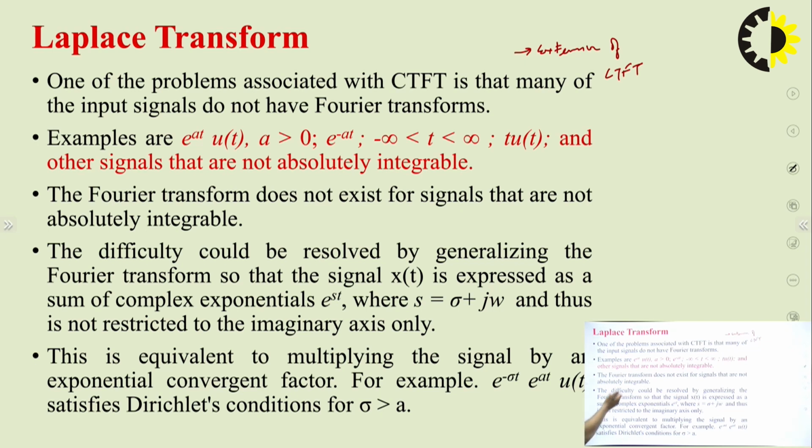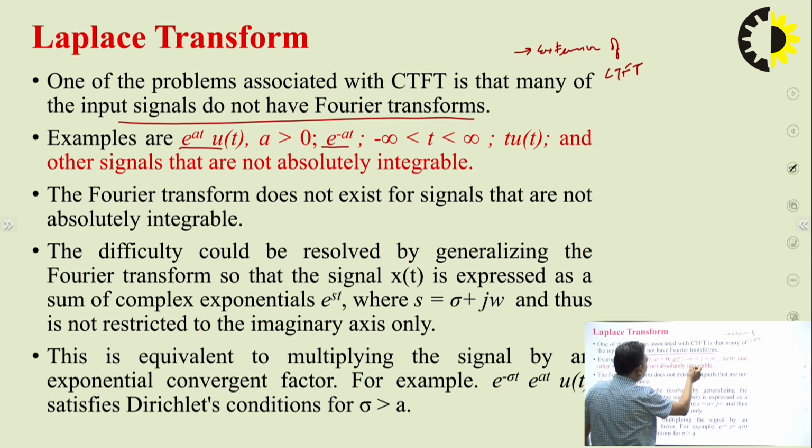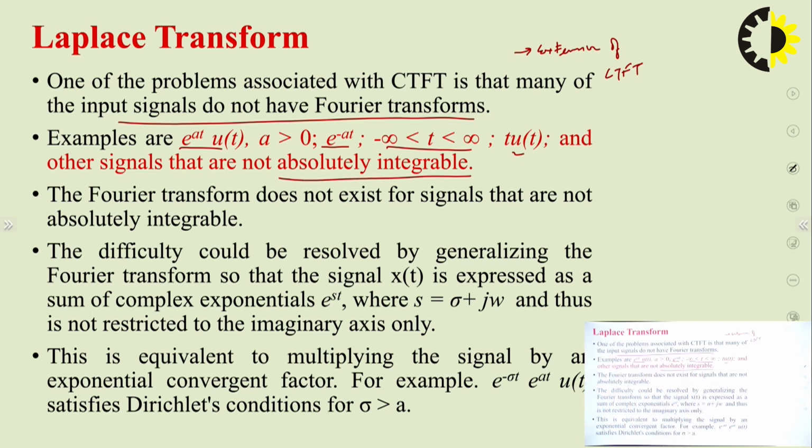So the problem associated with CTFT is that many of the input signals do not have Fourier transforms. Like you can see the examples e to the power at u(t) for a greater than 0, e to the power minus at for t from minus infinity to infinity, or t u(t), and other signals. All these signals are not absolutely integrable. So for these signals that are not absolutely integrable, we will use the Laplace transform. Okay, because the Fourier transform does not exist for signals that are not absolutely integrable.